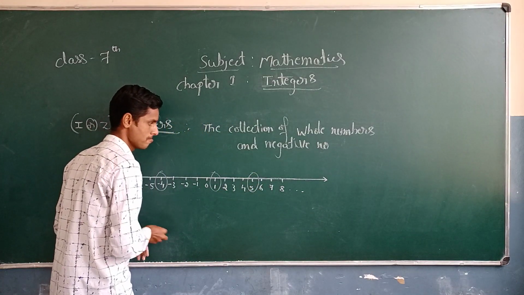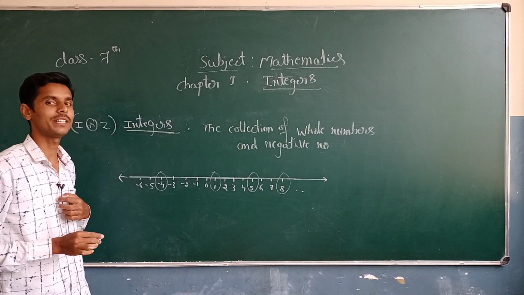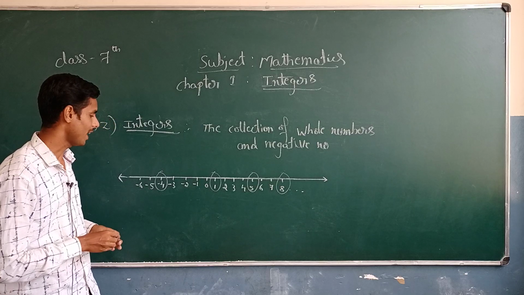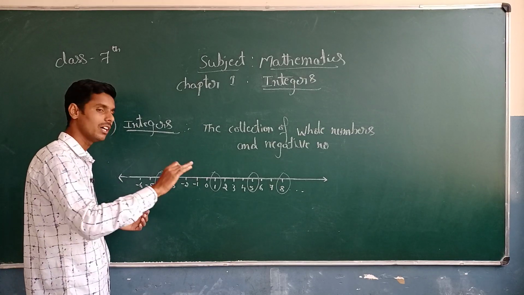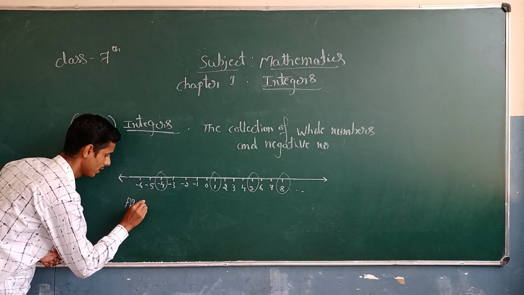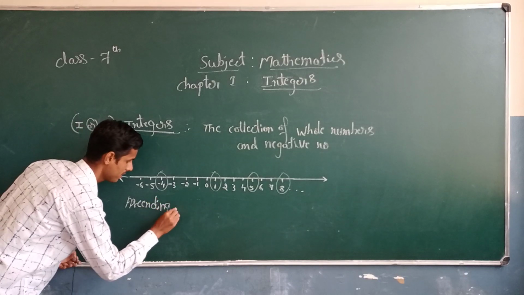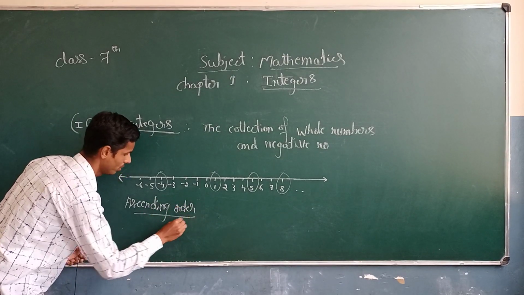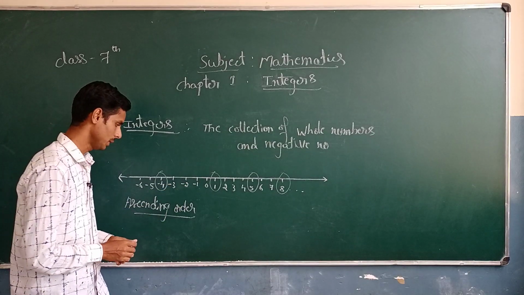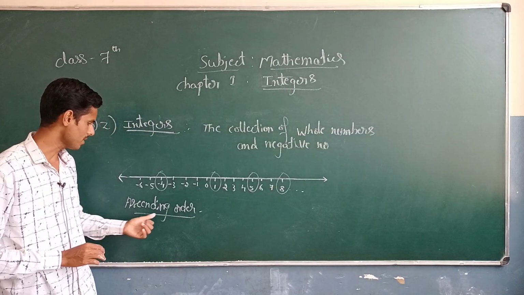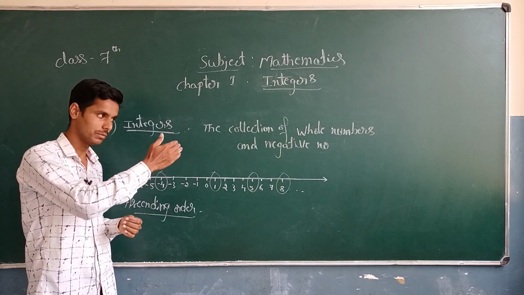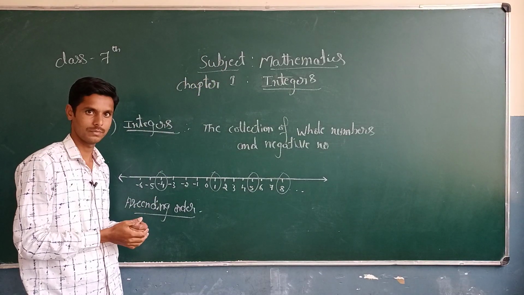If I mark some integers here, I will mark minus 4, 1, 5. If I tell you to write these numbers in ascending order, what is meant by ascending order? Ascending order means writing the numbers from smaller to larger, right?